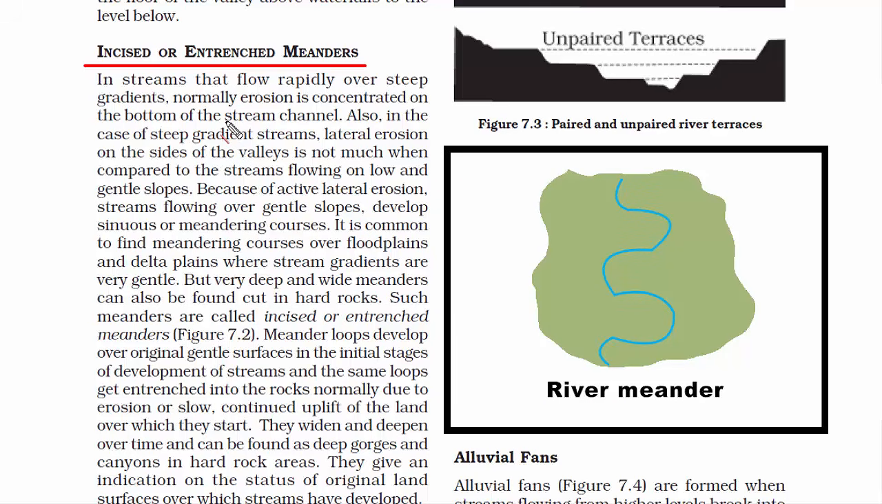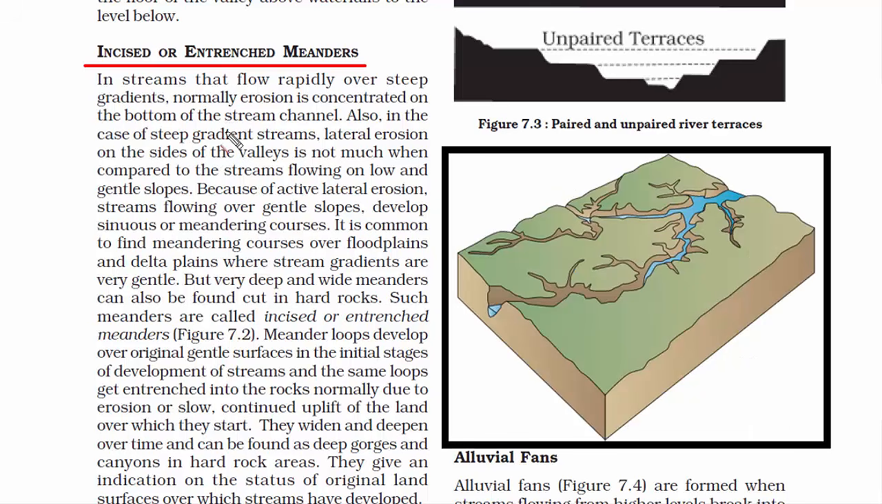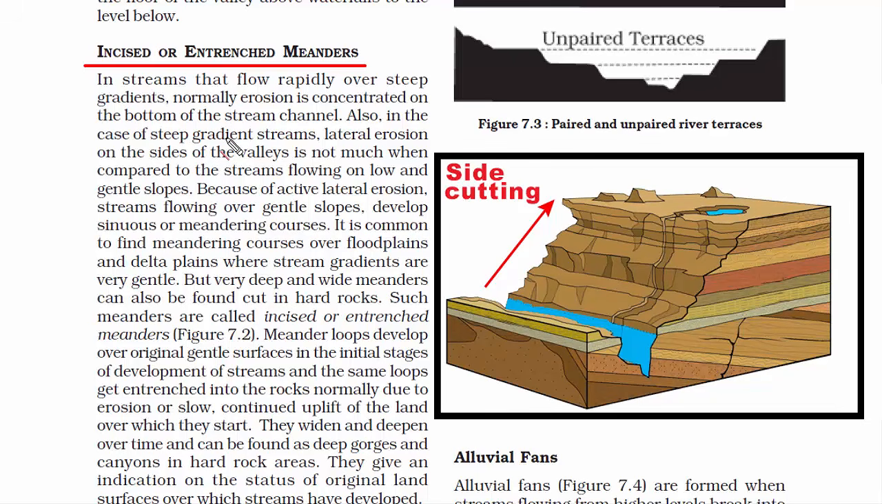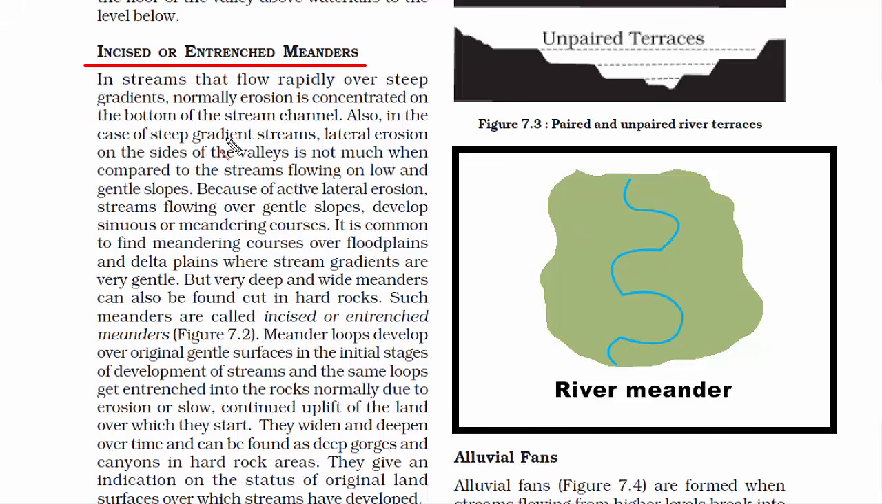In this, the river or stream is, as usual, flowing in between the landscape. We can call this landscape a canyon. Do not mistake it for a gorge. You see this side cutting on the landscape? This cutting is called incised, and meander is the regular turn of the river.